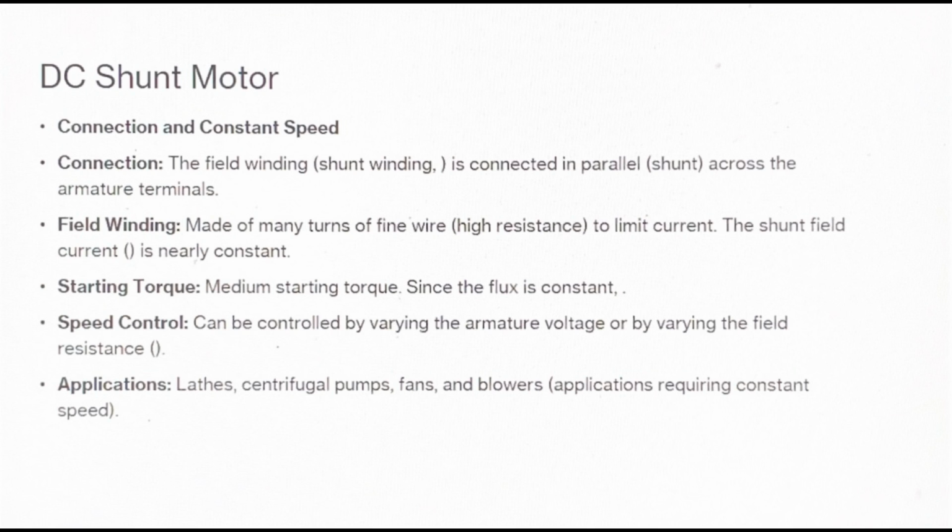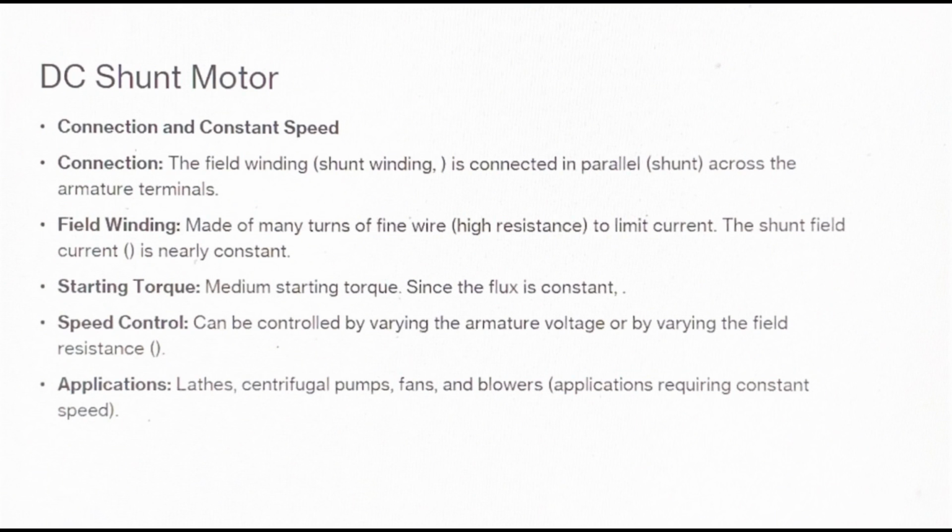This slide covers the parallel connection in shunt motors. Connection and constant speed: the field winding is connected in parallel with the armature terminals, so field current is constant and independent of load. The field winding is made of high resistance wire to limit current. The field produces high, nearly constant flux. Speed regulation: good. Speed drops slightly with load but remains fairly constant due to stable flux. Starting torque: medium, lower than series but adequate for many applications.